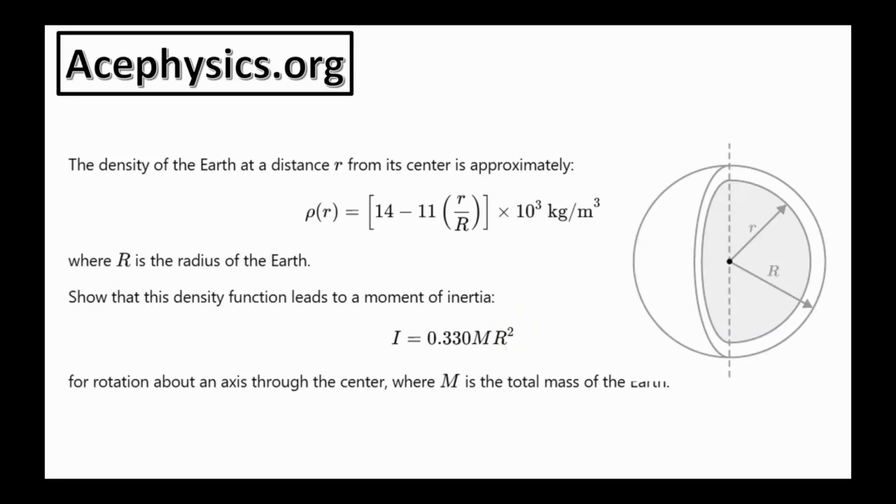Problem number 6. The density of the Earth at a distance r from the center can be approximated by this model. Density is mass per volume, and this is a model that can be used to represent the density of the Earth: 14 minus 11 little r over big R. Little r is a point from the center of the Earth somewhere inside the Earth, and big R is the radius of the Earth. And then it's multiplied by 10 to the third, and the units of density are kilograms per meters cubed. Show that this density function leads to a moment of inertia I equals 0.33 MR squared.